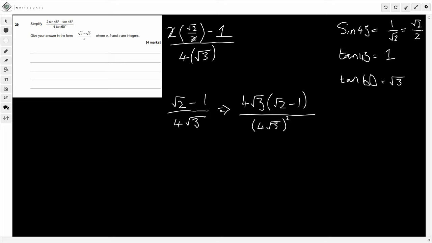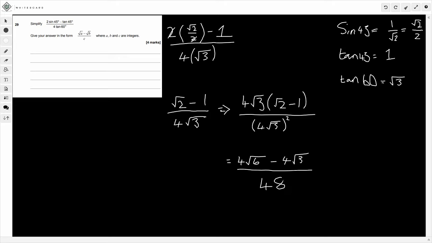So this is my rationalised expression now. So we need to simplify this. 4 root 3 times root 2. Remember, just the roots will multiply here. So this is 4 root 6. And then 4 root 3 times minus 1 gives me minus 4 root 3. And then finally, 4 root 3 times 4 root 3. We'll do the 4's first. So 4 times 4 is 16. Root 3 times root 3 is just going to be 3. And then 16 times 3, that'll give us a denominator of 48.